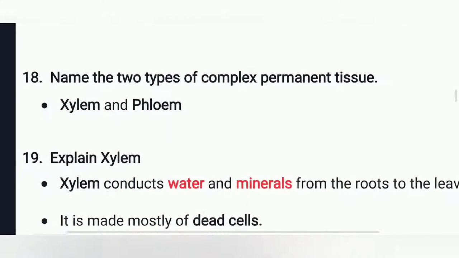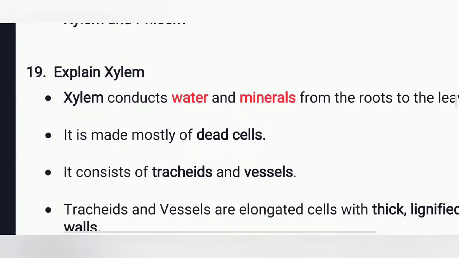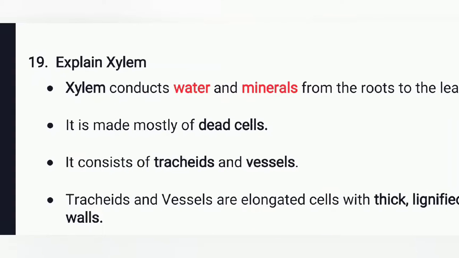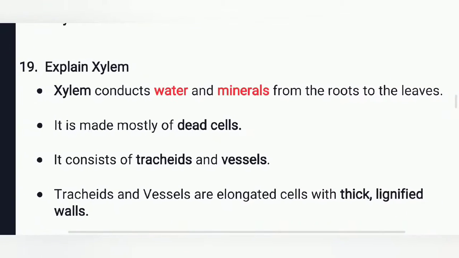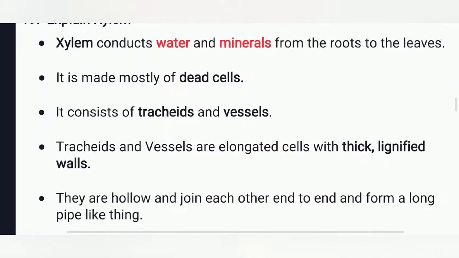Next question. Name the two types of complex permanent tissue: xylem and phloem. Next one, explain xylem. Xylem conducts water and minerals from the roots to the leaves. It is made mostly of dead cells. So, xylem is made up of dead cells mostly. It consists of tracheids and vessels.